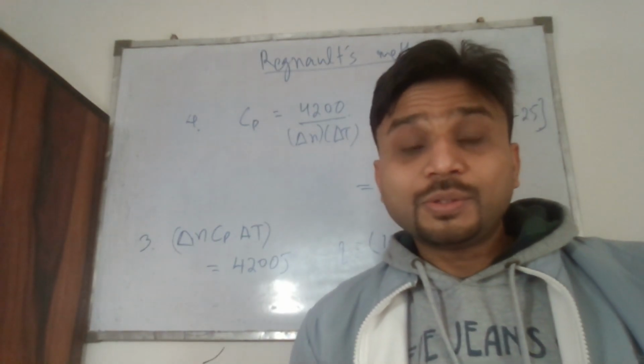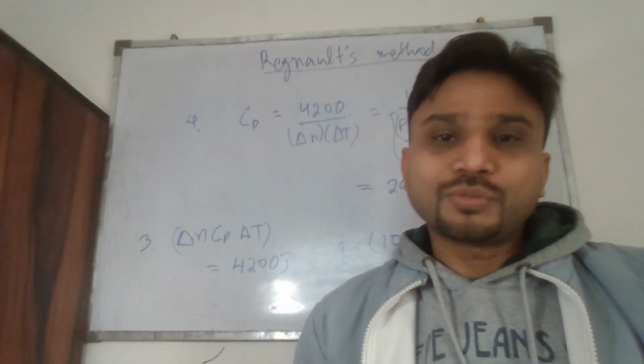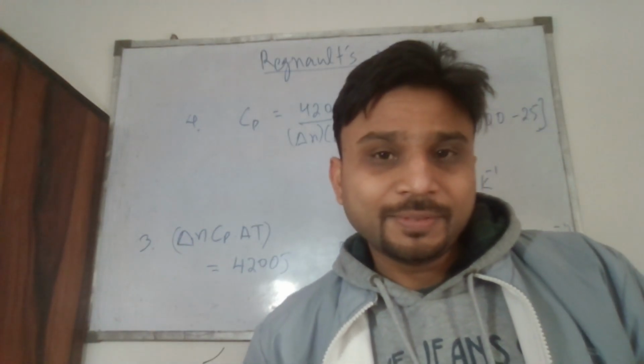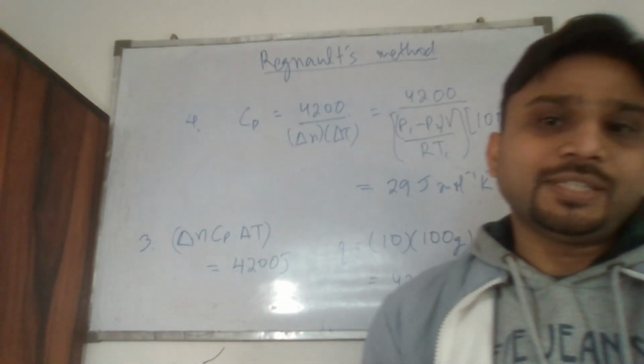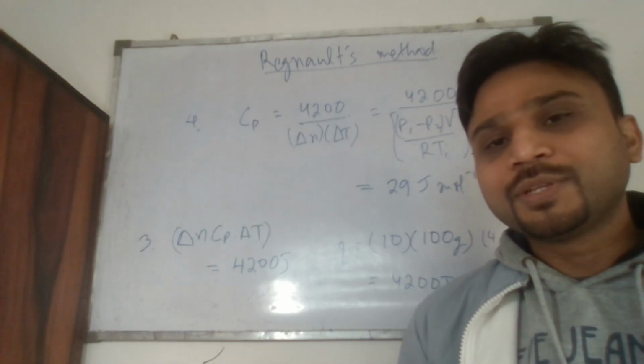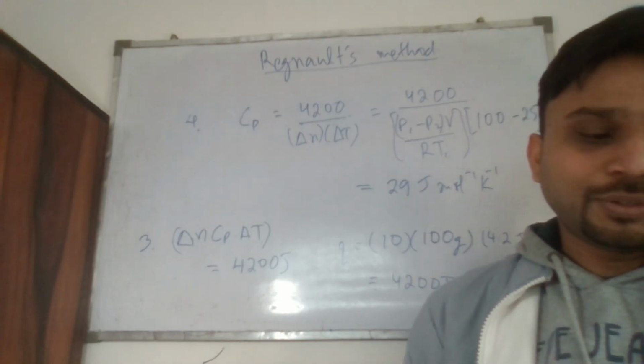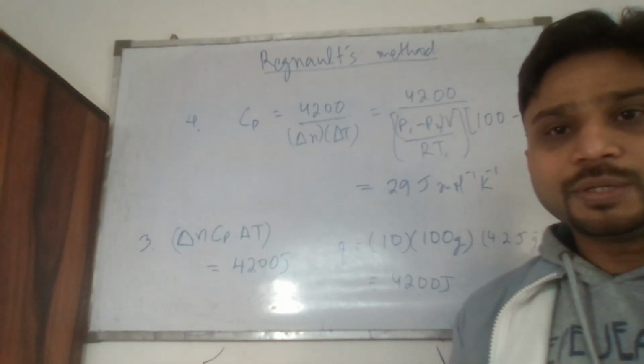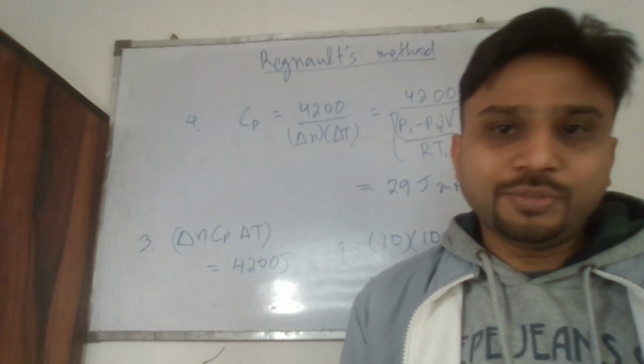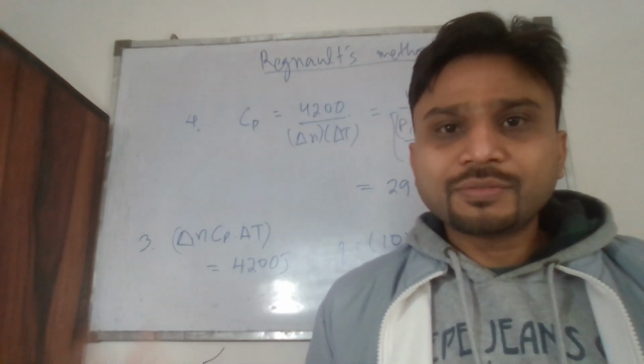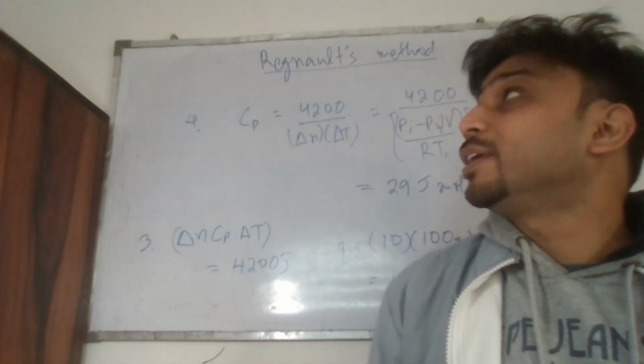So what could this be used for? This could be used for finding the type of gas it is. We can use it to find whether it's a monatomic gas or a diatomic gas. And since the temperatures are lower, there are no vibrational frequencies. So this is one of the methods called Regnault's method.